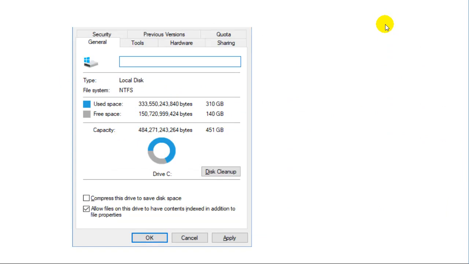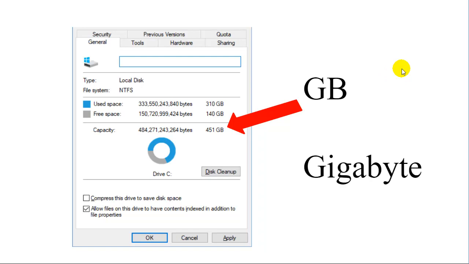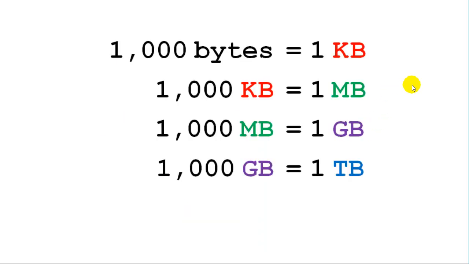Here's a picture of my hard drive capacity, and I was looking at it very closely, and it says 451 GB. Does anybody know what GB is? GB is a gigabyte. Well, how much is a gigabyte? A gigabyte is, is it a million? No, wait a minute. It's not a million. What is it? A gigabyte is a billion bytes. So my hard drive can hold 451 billion bytes. That's not bits. That's bytes. Did you write that down? It's very important.